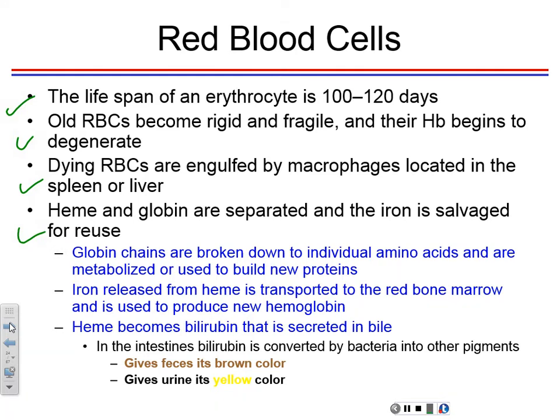Can you see this yellow? Did you see the brown color of feces? So then there's the brown color of feces. At least you can see that.